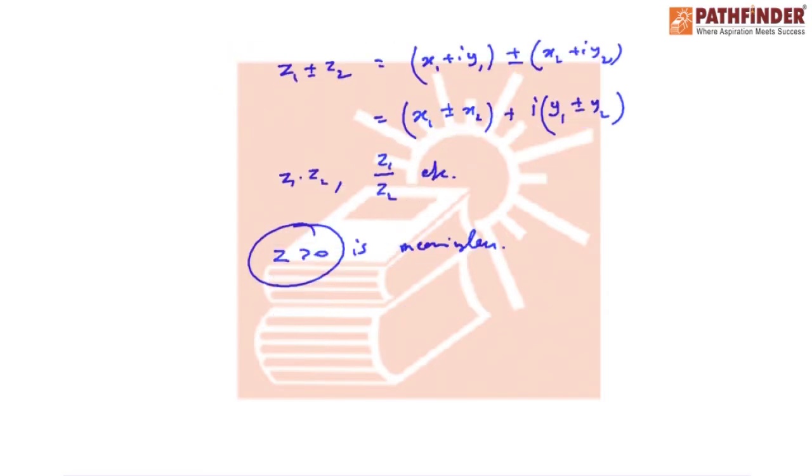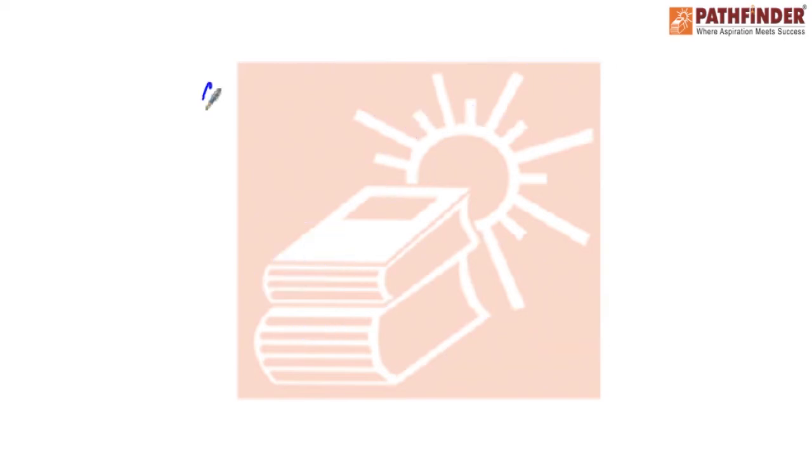Now two complex numbers z1 and z2 are said to be equal if their real parts are equal and also their imaginary parts are equal. We talk about the conjugate of a complex number. Now if z equal to a plus ib is some complex number, then its conjugate is denoted by z bar and is defined simply as a minus ib. That is, it is obtained by changing the sign of its imaginary part.